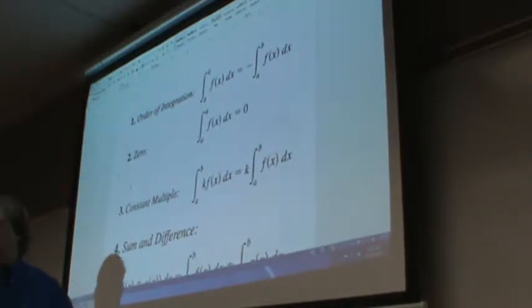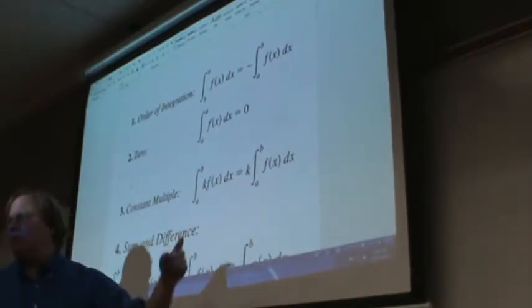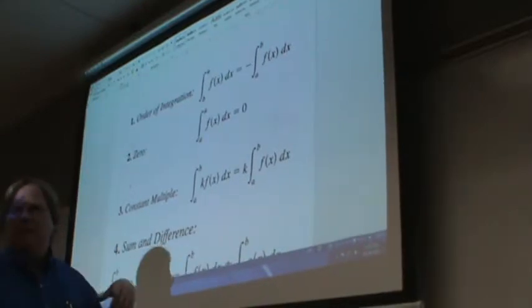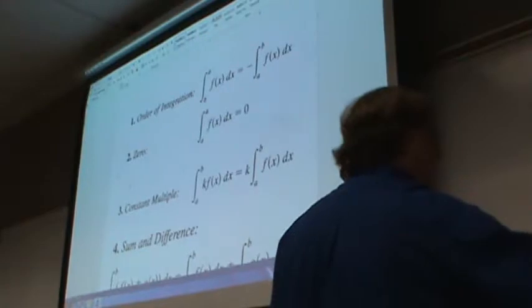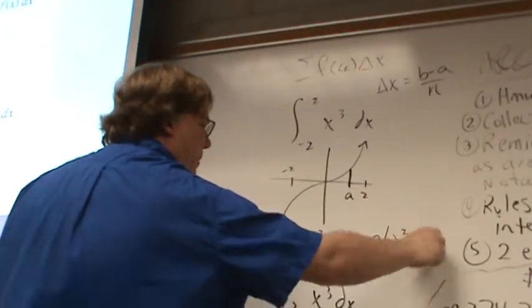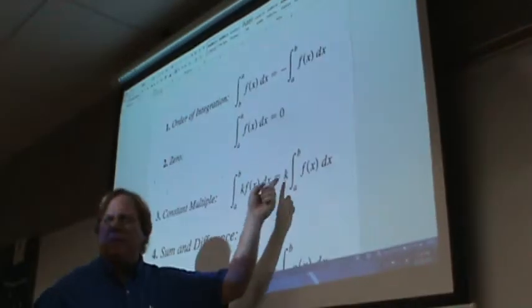And the way you're going to be using this most frequently is just you're going to be taking that k out. You're just taking the k out. It's kind of like when you had factoring, where if I had 3x squared plus 3x and you factor out the 3, you know what I mean? That's all that's happening here. If you got a 3 here, you just take it outside the integral.